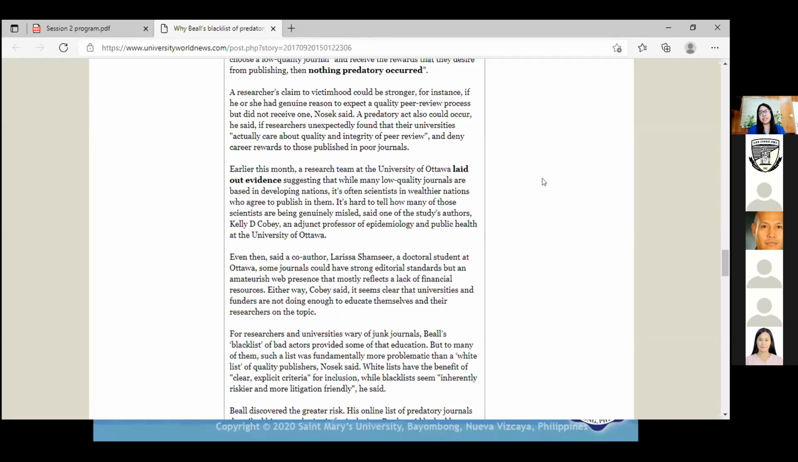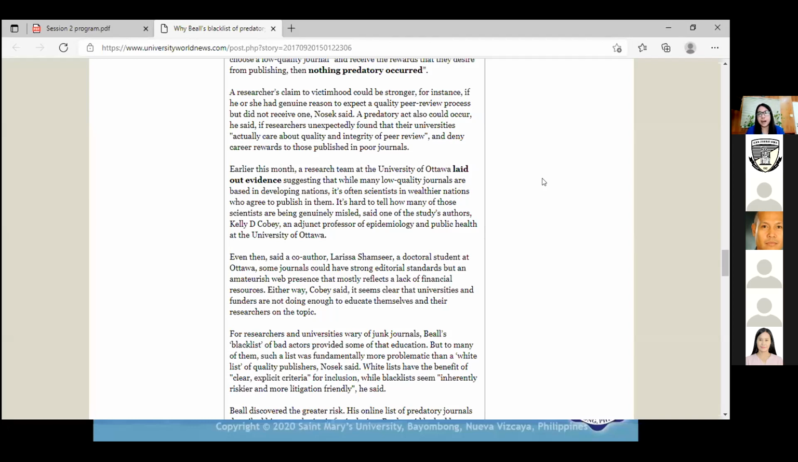Because the idea is like this: because Bill placed the list there, the tendency is that a lot of researchers will not publish anymore to that journal because Bill declared it as predatory. So who is really predatory? Is it not Bill who tries to stop the researchers from publishing in the ones he identified as predatory journals?